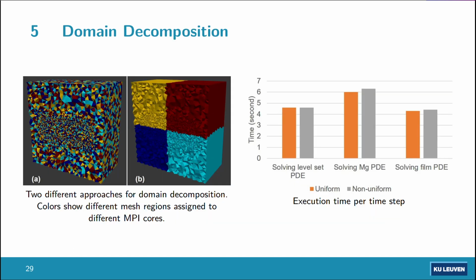The first is the domain decomposition. We had two different approaches for distributing nodes through MPI cores. One is uniform, and the other is non-uniform. And here the results demonstrate that there is no significant difference between these two approaches, so it's safe to randomly distribute the nodes through MPI cores, which is much easier for higher number of MPI nodes available.